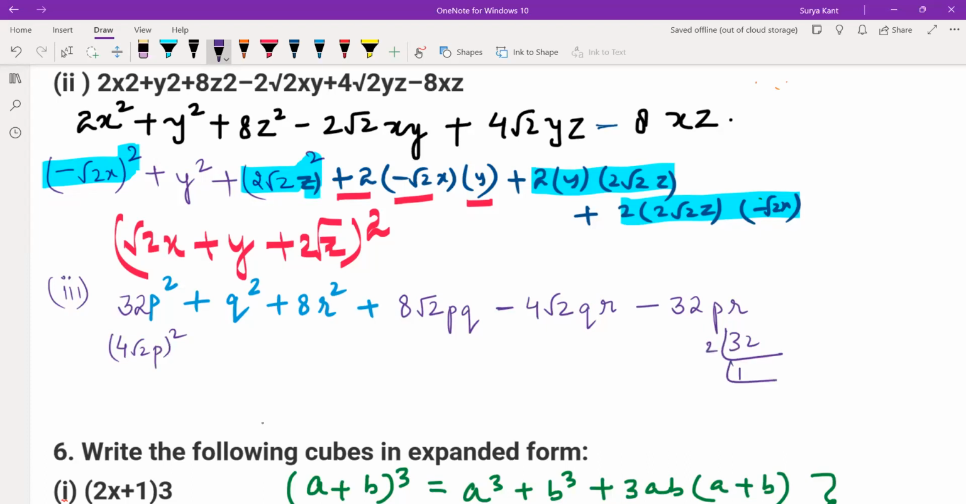2, 16, 2, 8, 2, 4, 2, 2, right? 2 2s are 4, 2 2s are 4. And here is root 2. So 4 root 2 whole square, if you do, you'll get 32, right or not? Yes, sir. 4 root 2 and 4 root 2 if you multiply, see, 4 4s are 16 and root 2 root 2 becomes 2. But 16 2s are what? 32. Is anyone understanding all this?